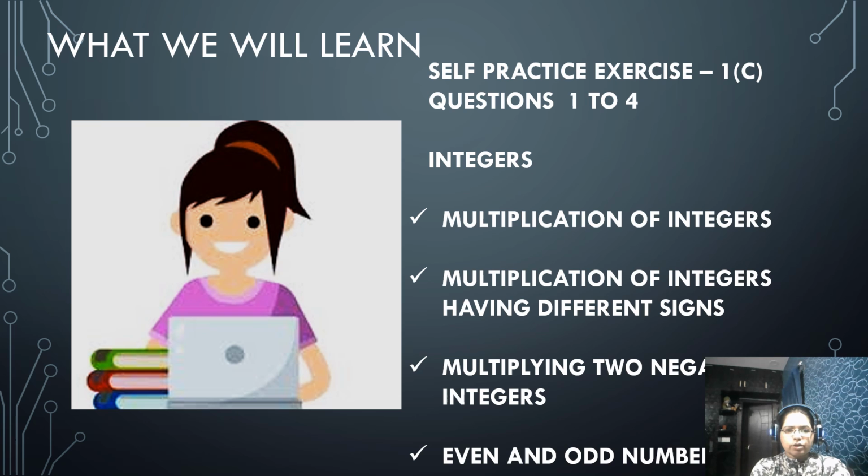What we will learn today? Today we will learn self-practice exercise questions and solve questions 1 to 4 of exercise 1C of chapter Integers, and the topics are multiplication of integers having different signs, multiplication of two negative integers, even and odd numbers. Let's solve some questions.